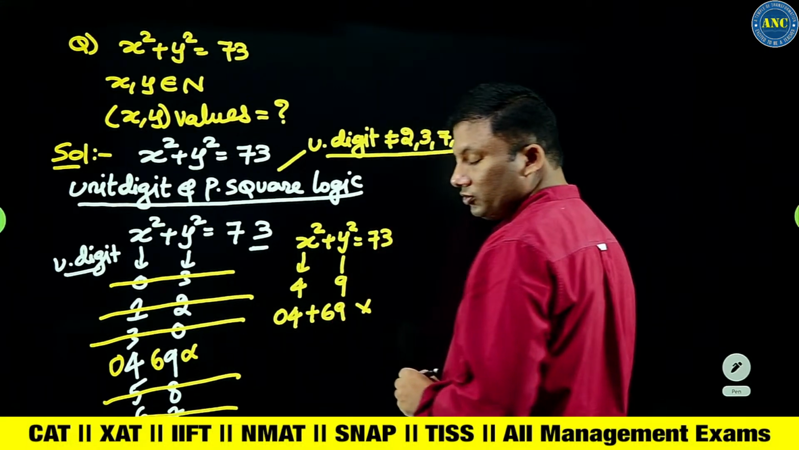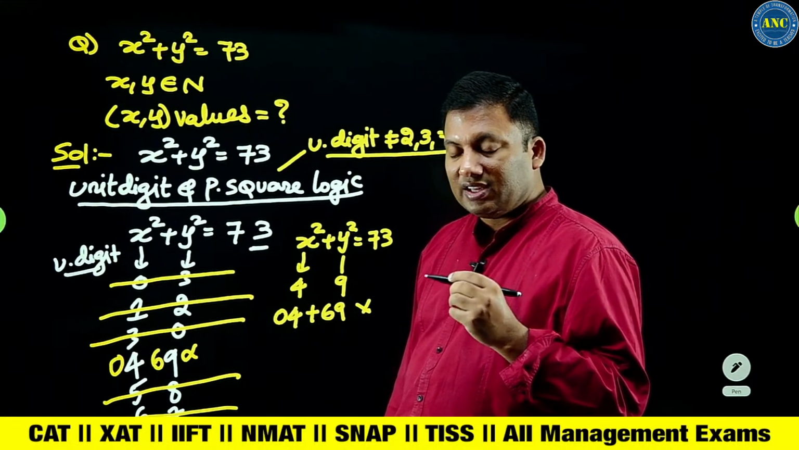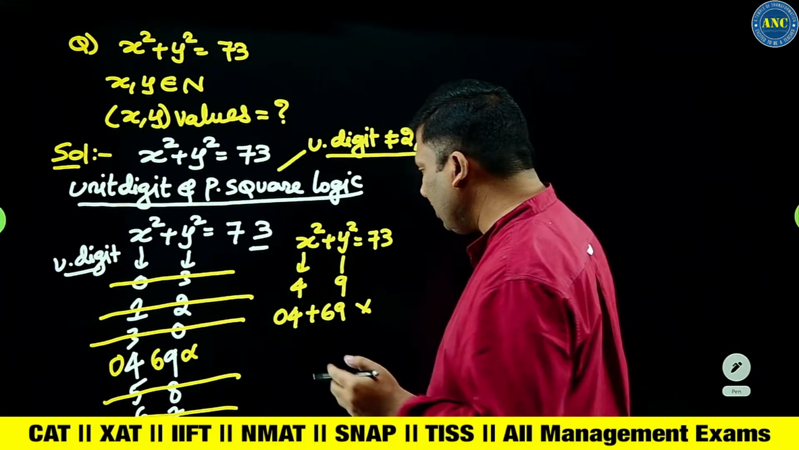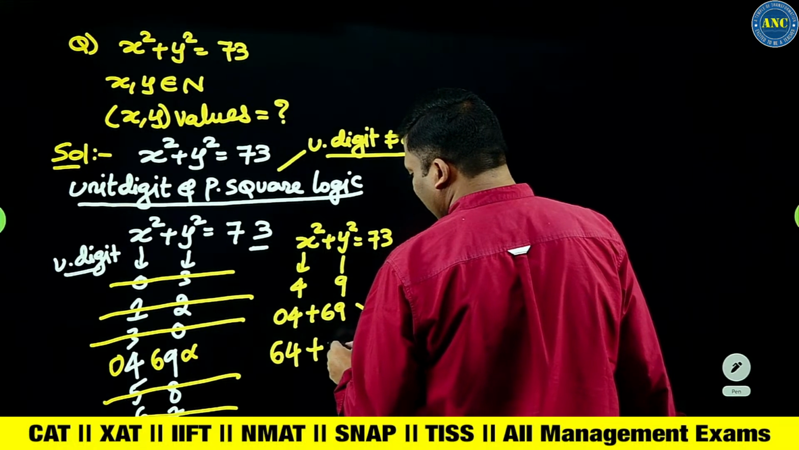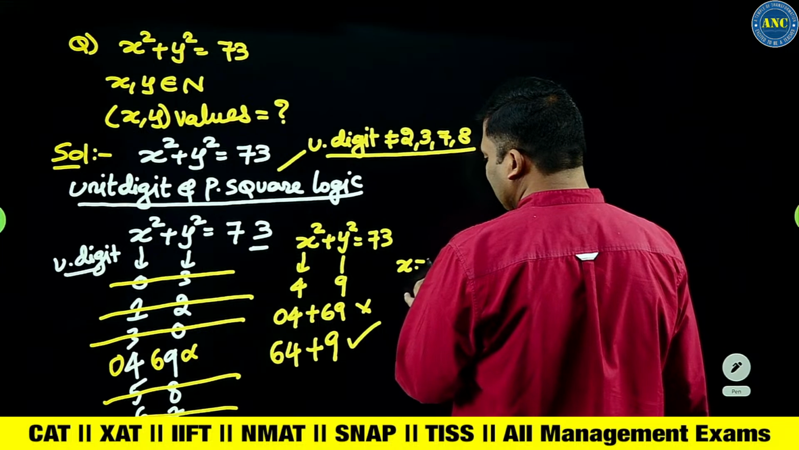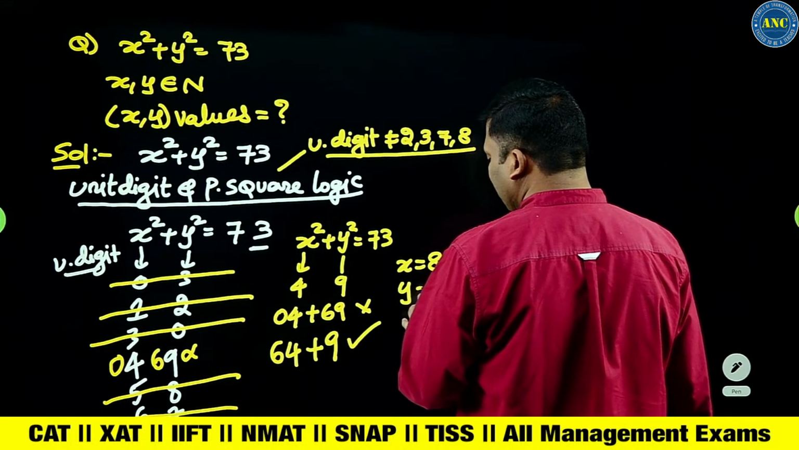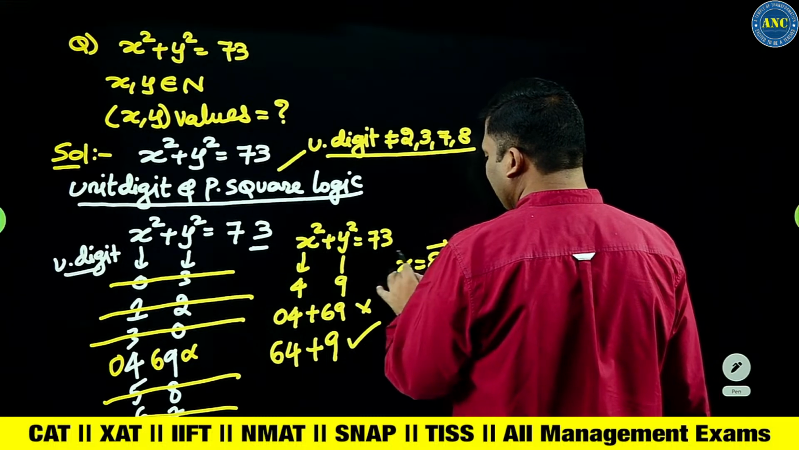Next one. What is the next perfect square ending with 4? 2 square is 4, 8 square is 64. So x square is 64, y square is 9, total 73. That means x can be 8, y can be 3, or x can be 3, y can be 8.